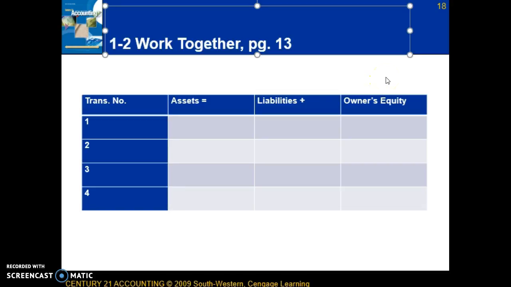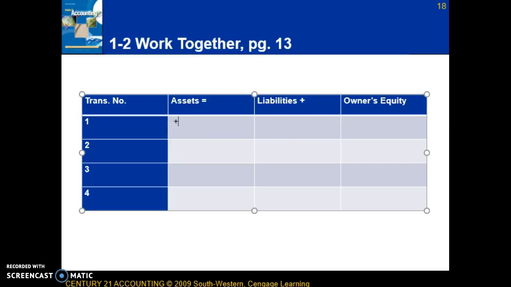So our first transaction, bought supplies on account. So if you want to, you could even write the accounts above here if that would help you. But supplies is an asset. So if we bought supplies, they went ahead and increased. And then if we bought them on account, that means we owe money to someone. So the amount we owe was also increasing. Remember, your accounting equation must always be in check.